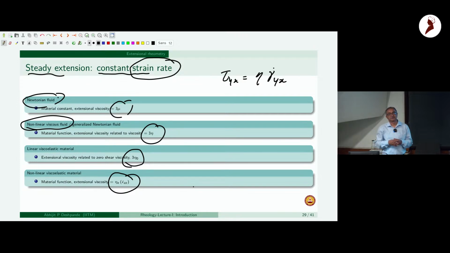Then the geometries related to the extensional geometry are somehow different from the steady state or shear geometry. Geometry in the sense? What kind of geometry are you using in the extension rheometer? It's not exactly the same as the shear rheometer. Yeah, no, so that's another thing, but right now I'm only saying what the motivation is, right?